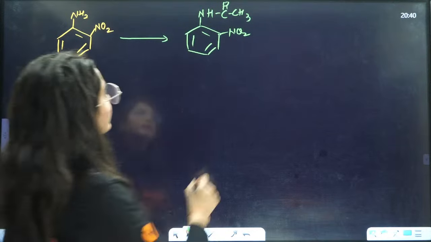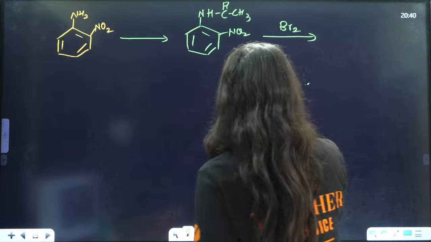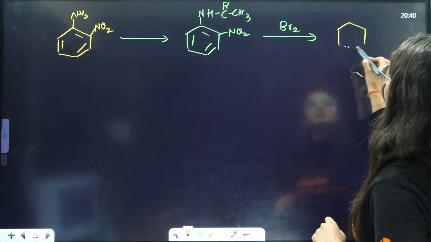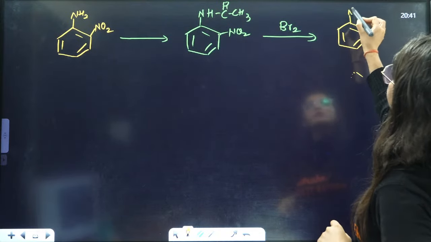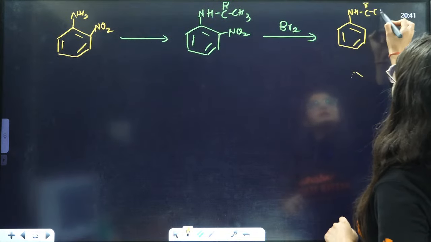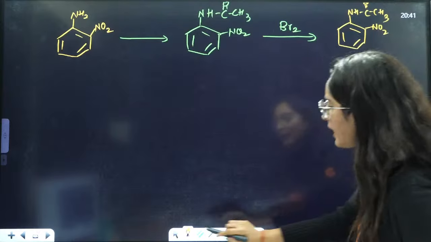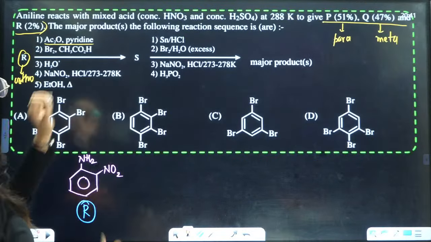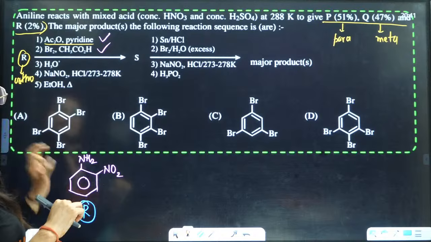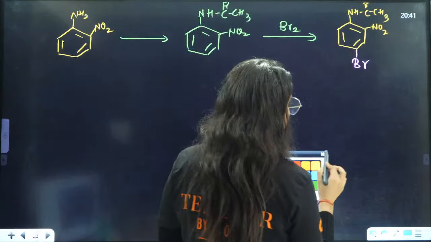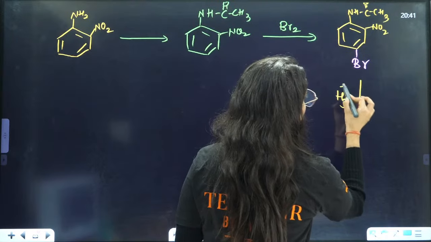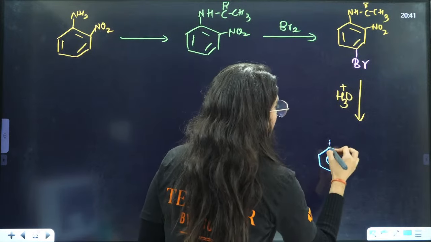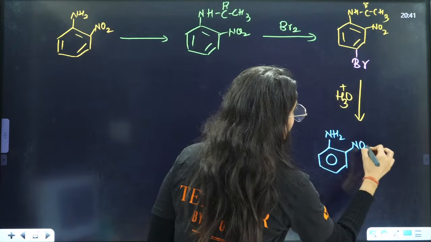When you add Br2 here, the para-substituted product is formed. We know that when we do the acetylation, after that when we add the Br2, it will be a para-substituted product. So this is NHC double bond O, CH3, this is NO2, and Br is attached here in the para position. After this, we are doing hydrolysis, means adding water into it. This acetylation is removed, hence you will have the answer as this is NH2, this is NO2, and this is Br.